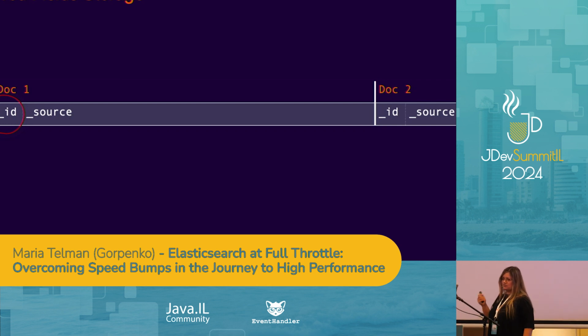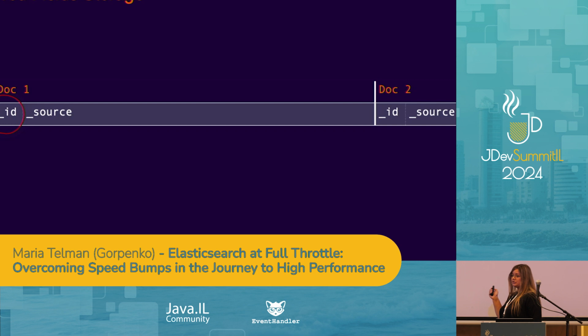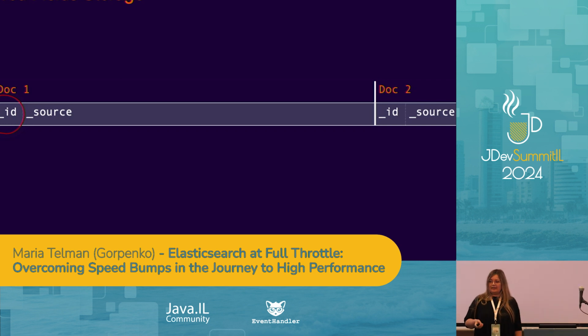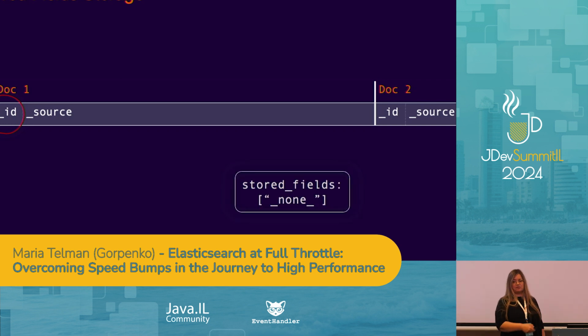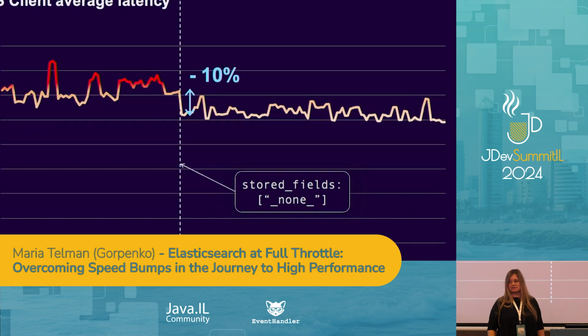This is Elasticsearch's internal ID. You can put here your own entity ID if it's suitable. Not any ID is good for Elasticsearch. But in any case, retrieving it costs how much? Good question. We tried disabling it by adding a magic word, none, to the stored fields parameters, and here are our results. You see, just fetching these IDs cost us almost 10% of our average latency.